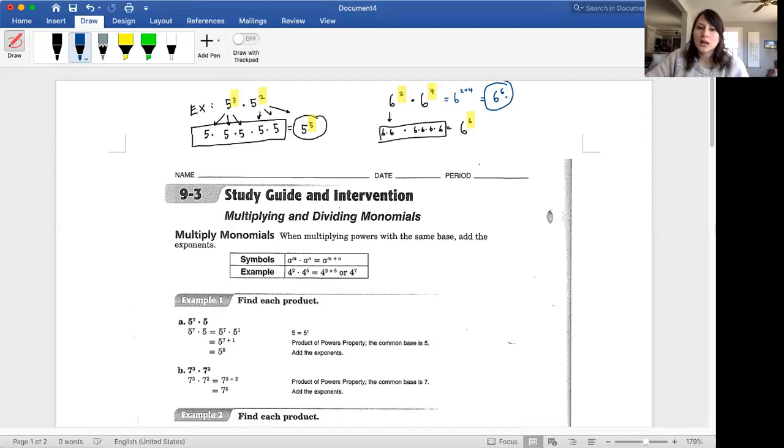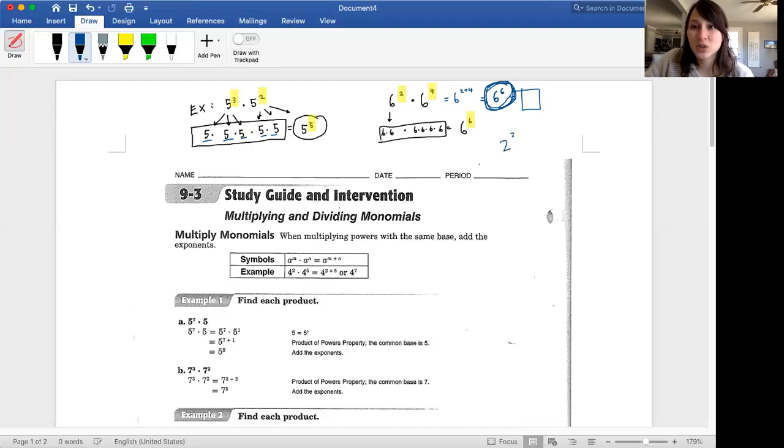We're not going to find the final value of the power or multiply that out. This time we're just talking about what our new power would be once we multiply. Just make sure that you apply this only when you have the same base. If there are different bases, you don't want to apply this method.